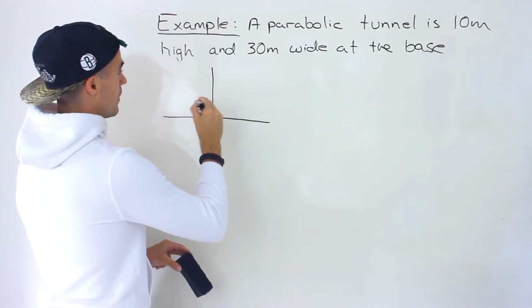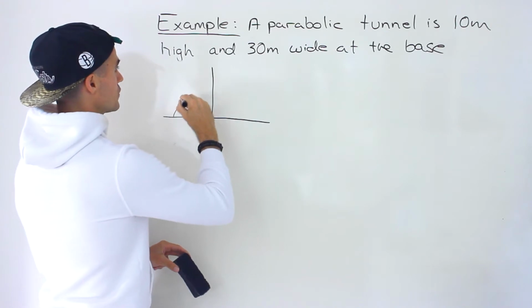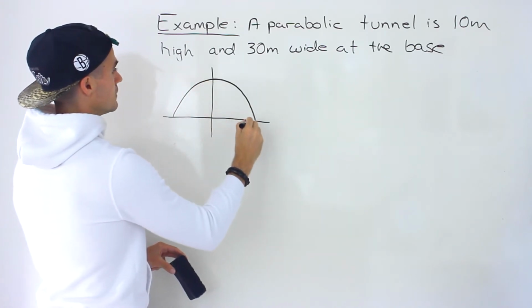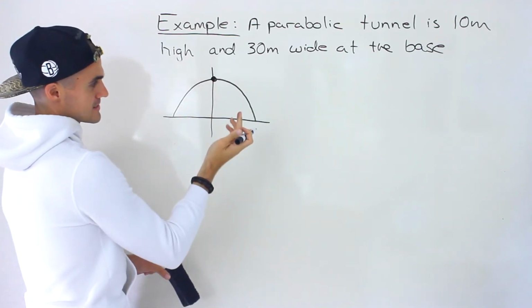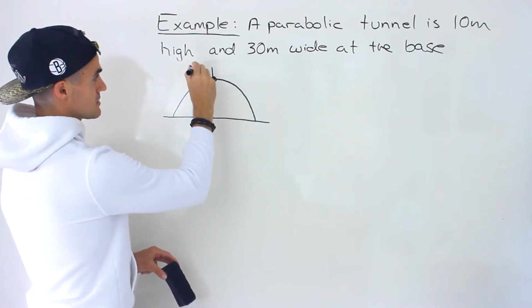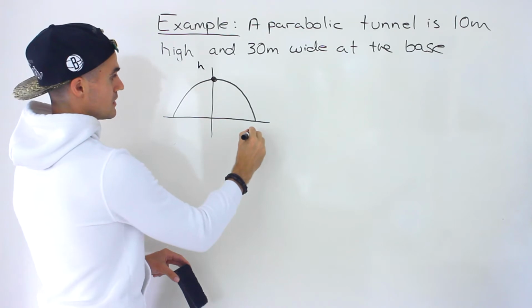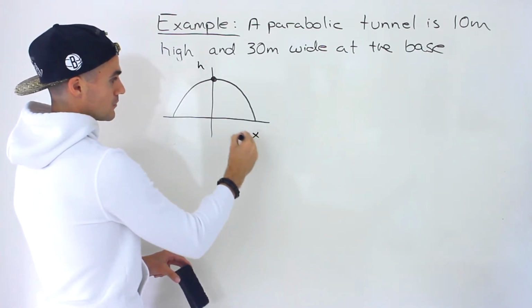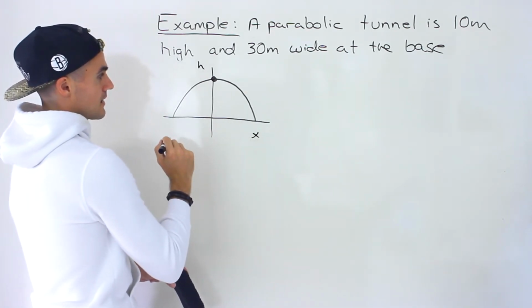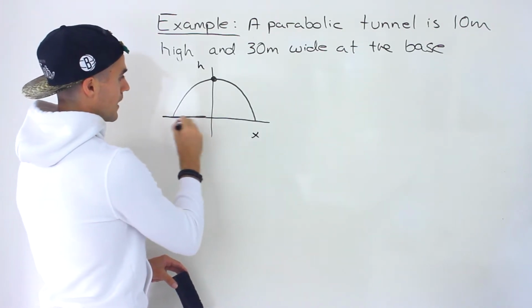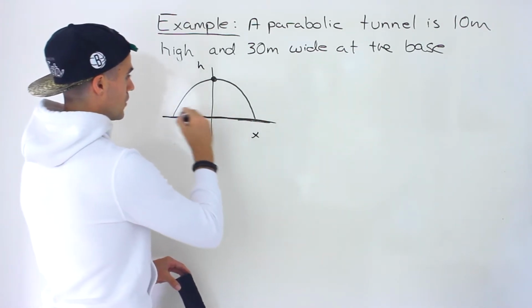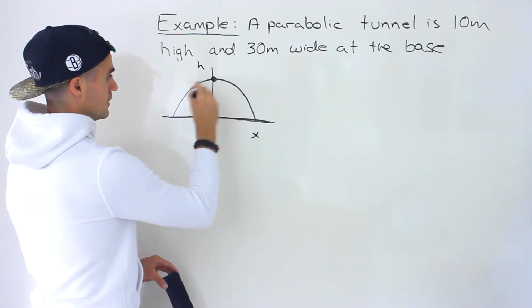So either this parabolic tunnel, the vertex of it is on the y-axis, or in this case it's going to end up being the h-axis, right? Because we're going to be dealing with height. And then we have an x value here. I'm going to discuss what x means in a sec. So this is one way to model it, right? This is the ground, over here the road, and then this is the tunnel.